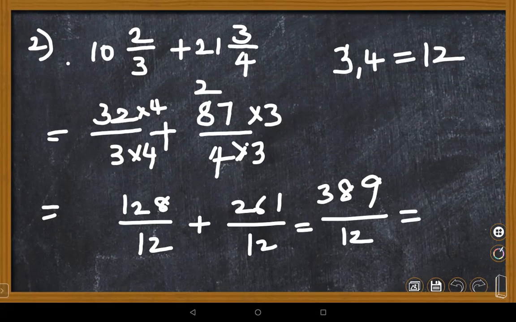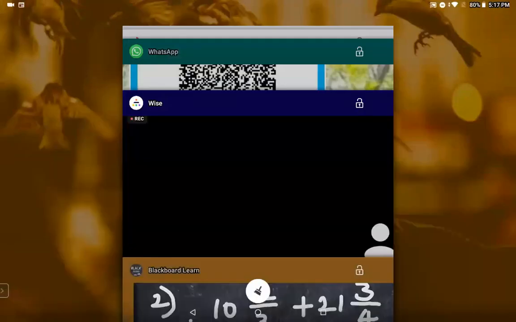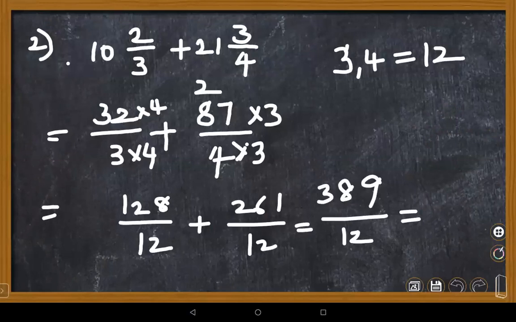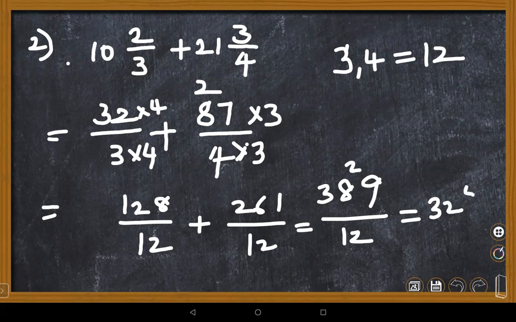Yes, ma'am, the answer for the division is, 32 threes are 96, 12 twos are 24, ma'am, 32 5 by 12. That's all, Daksh. That's all.